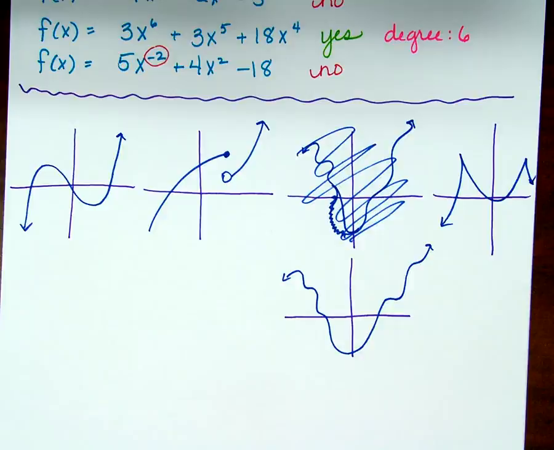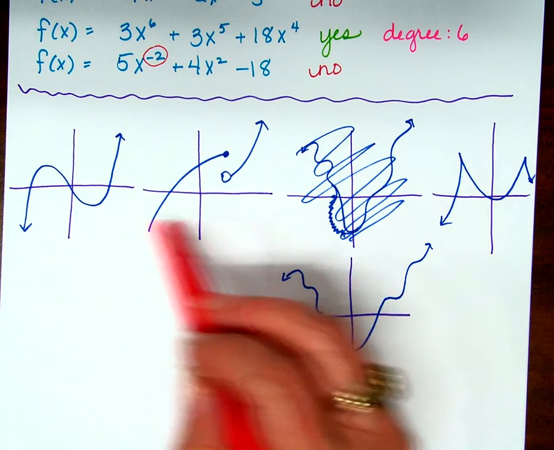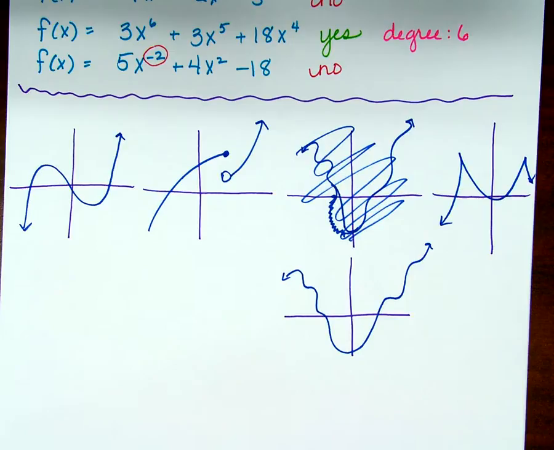I'm not going to answer that question yet because you're going to answer it for yourself in just a second. Once we figure out what the characteristics are that we need to have, then you'll be able to tell. Is that okay? So what we're trying to do is decide, are these four graphs polynomial functions or not? And if they are, why? And if they're not, why?